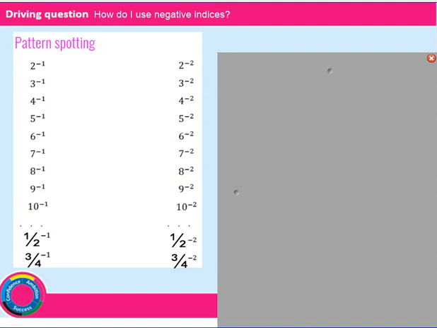Okay, let's have a go at pattern spotting here. I'm going to write down the answers. You may not know these, so I'm going to write them down.